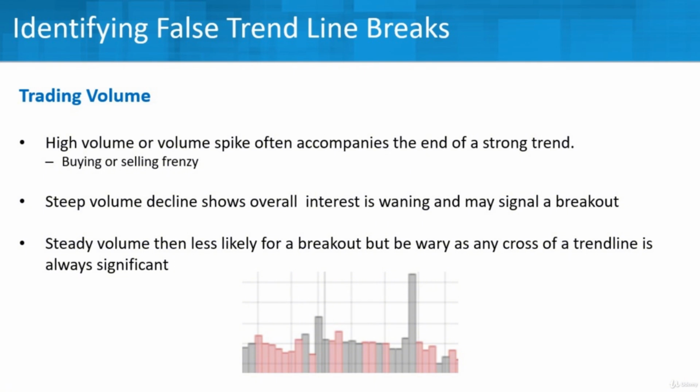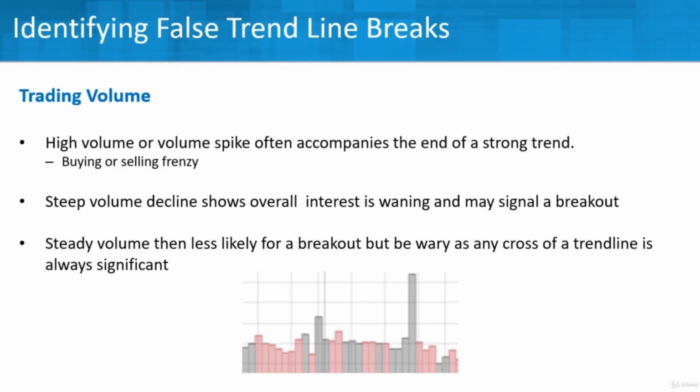And associated with that, look at the bottom of your chart where you've got your vertical bars showing volume, how many transactions are happening. When you see a spike in that and it's breaking through a trend line that you've drawn, that's a pretty strong indicator that the trend is over.